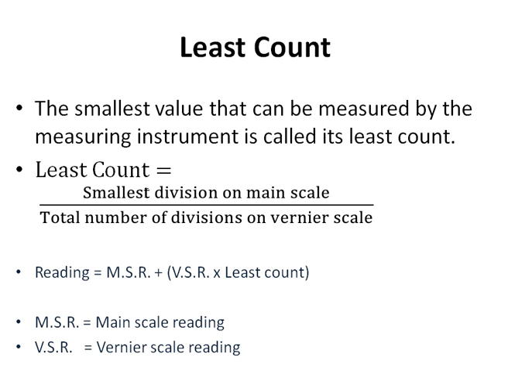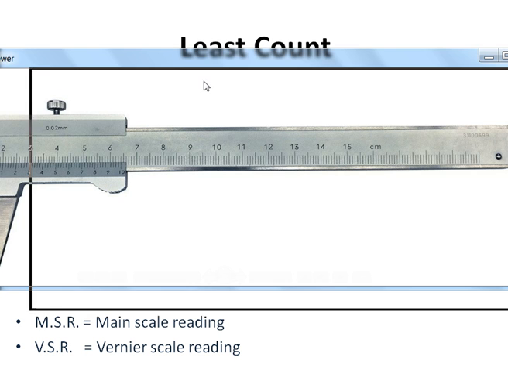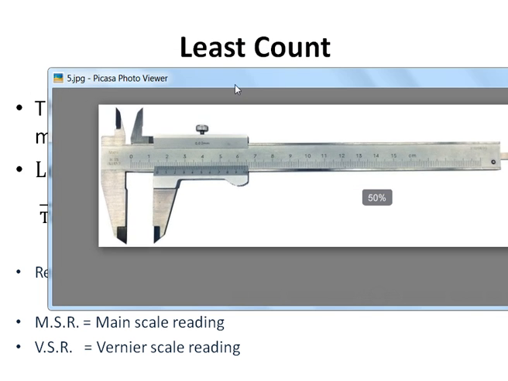Least count is nothing but the smallest value that can be measured by a measuring instrument. It is the smallest value that can be measured with the instrument, and least count can be calculated using this formula: smallest division on main scale divided by total number of divisions on Vernier scale. Now let us have a look at an instrument called Vernier caliper.